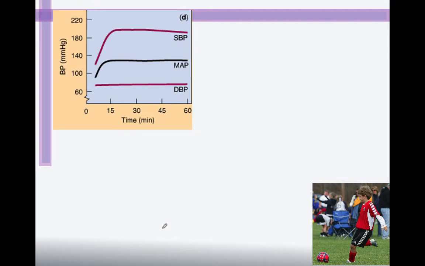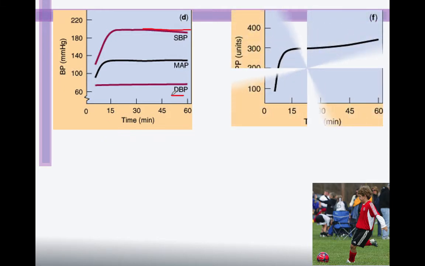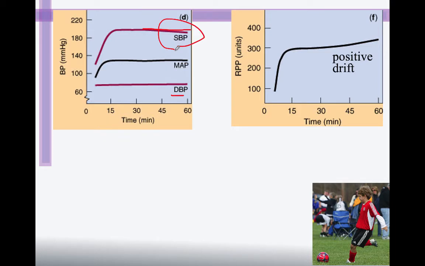Here are the blood pressures again. Hard to see here, but there actually is a little bit of a negative drift for the systolic blood pressure. Again, less blood pressure. DBP seems to stay about the same because it's when the ventricle is relaxing. Well, RPP still goes up. And the fact that we have positive drift means that the drift in heart rate more than compensates for the negative drift in systolic blood pressure. And again, RPP is heart rate times systolic blood pressure divided by 100.